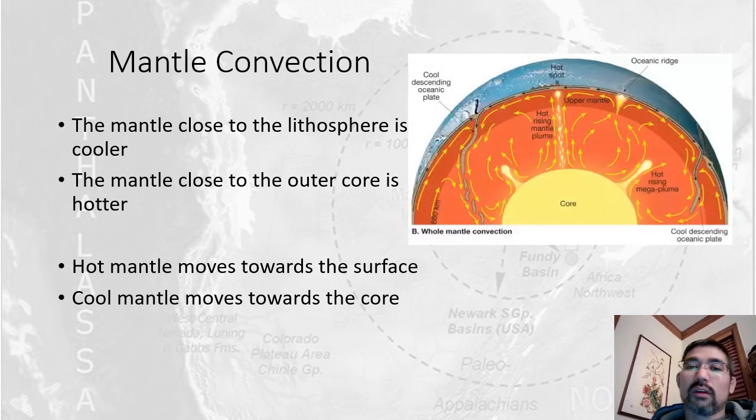Here we have an image of mantle convection as well. And basically it's showing what I was describing. So we've got the core. The mantle that's near the core is hot, so it rises, it moves along underneath the crust of the Earth, and then once it travels so far, it begins to move back down towards the core.